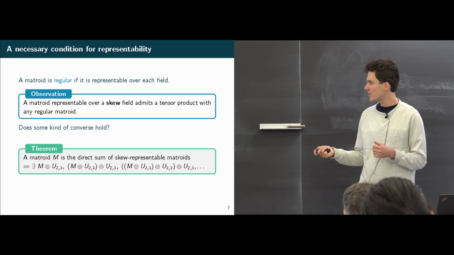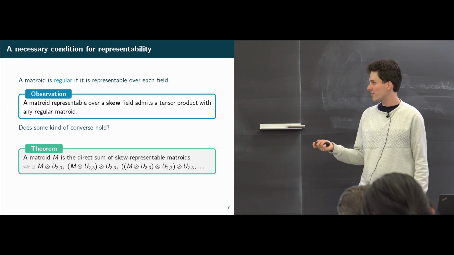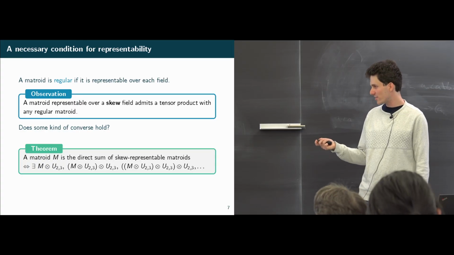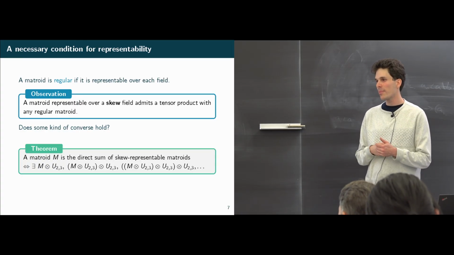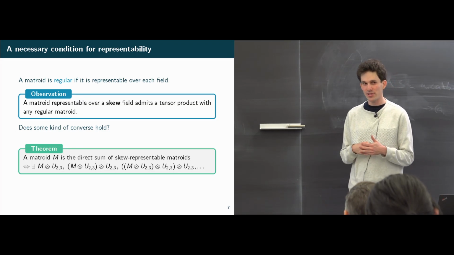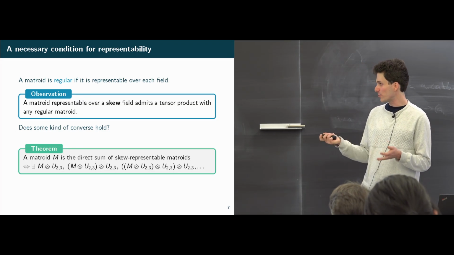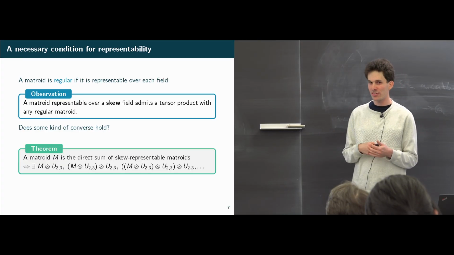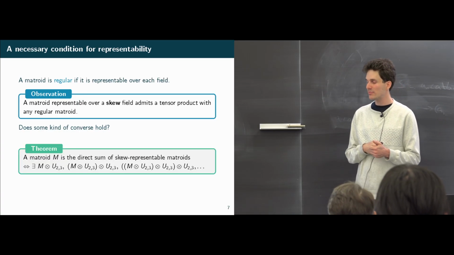So we require a tensor product with U2,3, and then we require such a tensor product which again has a tensor product with U2,3, and so on. We have this infinite sequence of tensor products that exists. Unfortunately, this tensor product operation is not associative. That's why it's written this way.